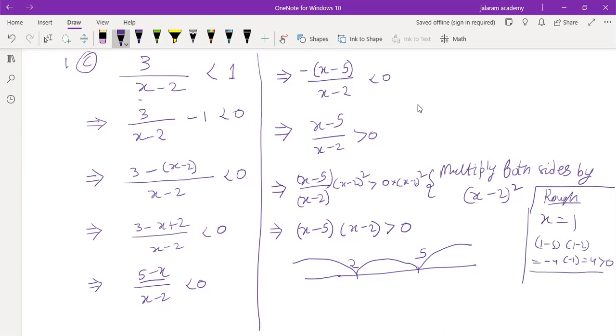You can check it with one more number which is less than 2. Check it for x equals to 0. Check whether it is positive or negative. Positive. Means whenever we put a number which is less than 2 in this inequation, it is always positive. Is that clear to you?